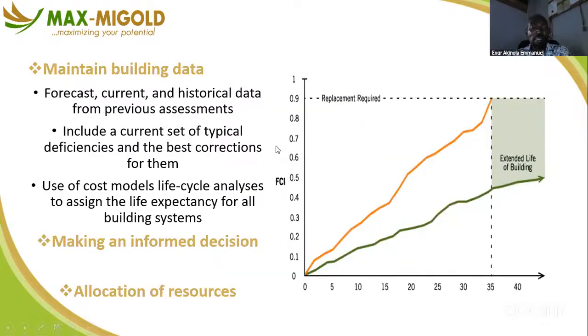Calculating the forecast cost based on the representative portion of the building total replacement value. Then your condition assessment helps you to formulate building data. You have a lot of data about the building. Then you can maintain them and you can use that data to forecast the current and historic condition of that facility. It also includes a current set of typical deficiency and the best correction for them. And also the use of cost model life cycle analysis to assign the life expectancy for the building system.